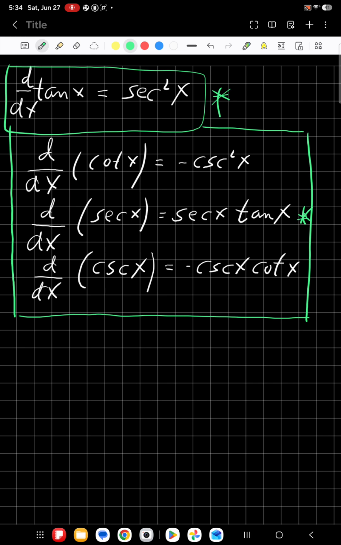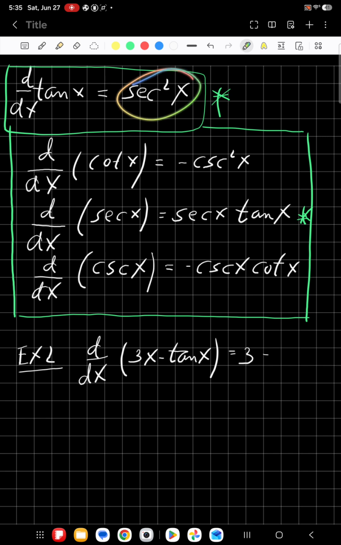Okay, a couple examples and then a couple problems for you to do. So the first one, I think this is example 2, if I remember correctly, we need to calculate the derivative d/dx of 3x minus tangent x. Derivative of 3x is just 3, and now we use this result from this calculation. The derivative of tangent is secant squared x.